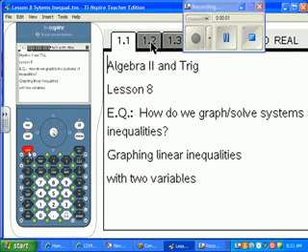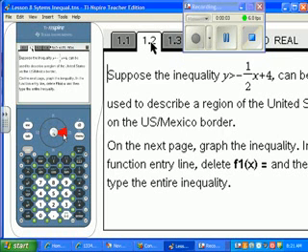So, second page. Alright, suppose the inequality y is greater than negative 1/2 x plus 4 can be used to describe a region of the United States on the U.S.-Mexican border. On the next page, graph the inequality in the function entry line. We're going to delete f1 of x and type the entire inequality. So, go to the next page.